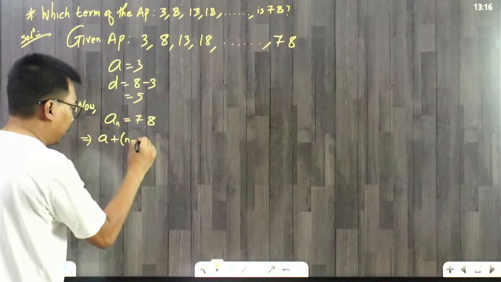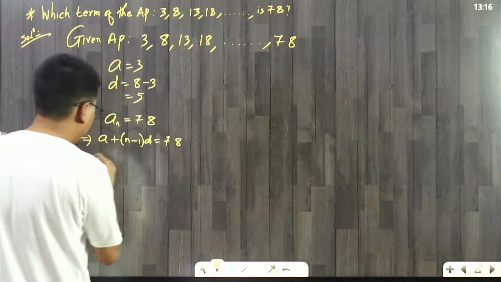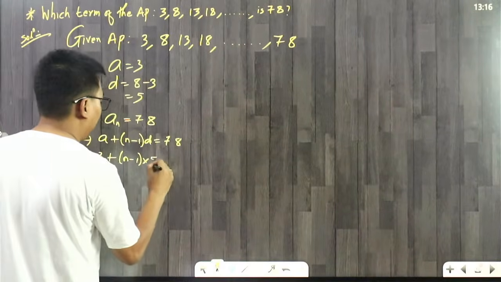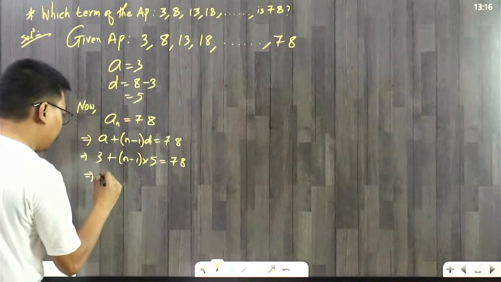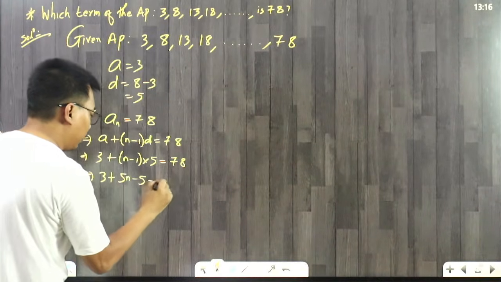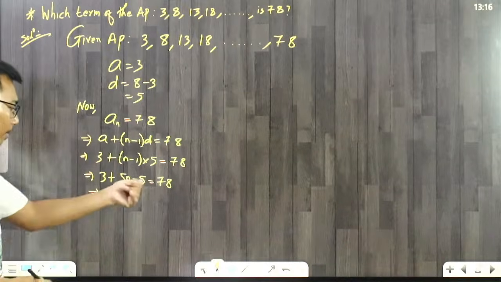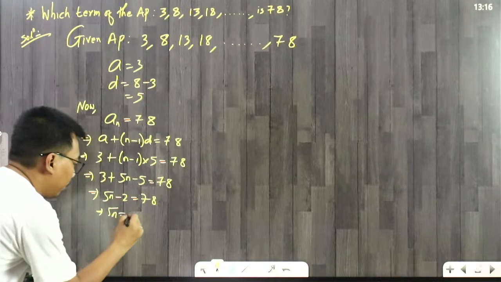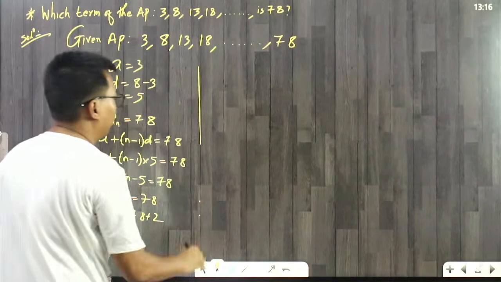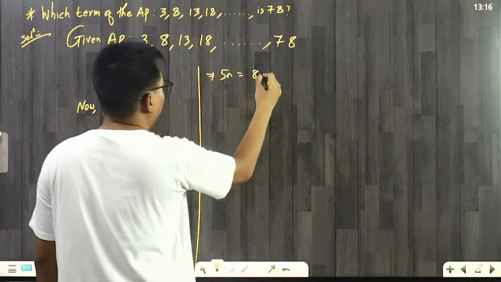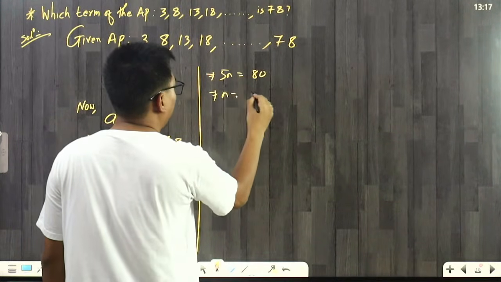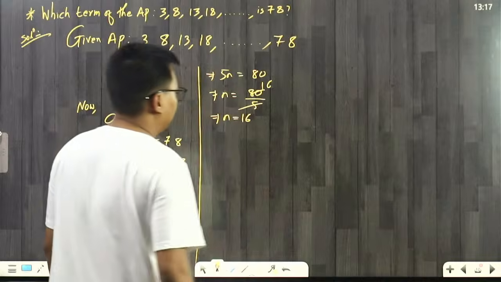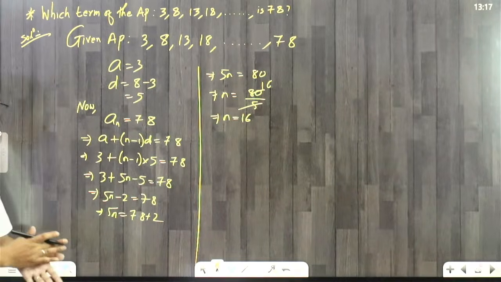Let's use the formula. A plus n minus 1 D equal to 78. A is 3, so 3 plus n minus 1 into D. D is 5, which is equal to 78. So 3 plus 5n minus 5 is equal to 78. Now, 3 minus 5 is minus 2, so 5n is equal to 78 plus 2, which implies 5n is equal to 80. So n will be equal to 80 by 5, which is 16. So n is equal to 16. Is that clear?